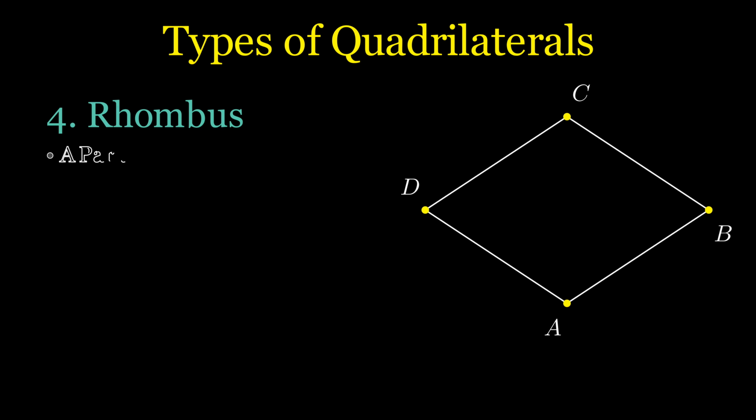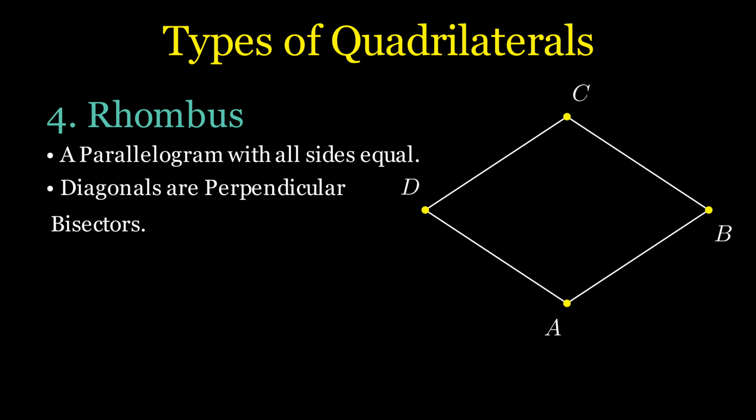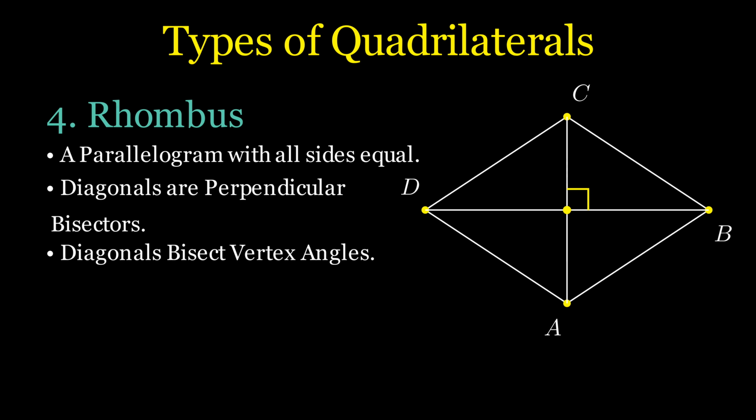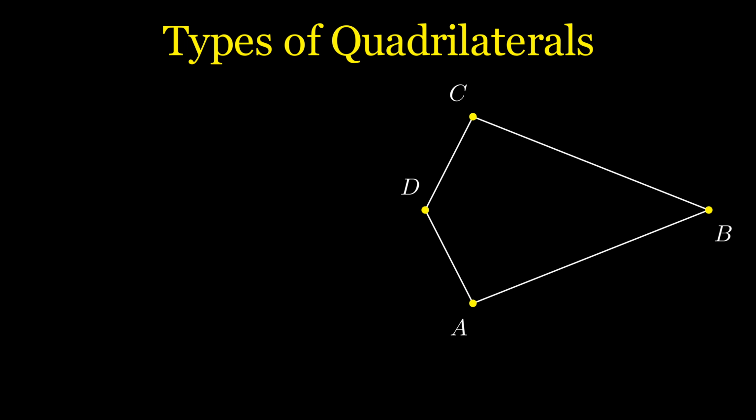Now next is rhombus. It is a parallelogram with all sides equal. That is AB is equal to BC, BC is equal to CD equal to DA. Diagonals are perpendicular bisectors. Diagonals bisect vertex angles. That is both the diagonals bisect opposite vertex angles.